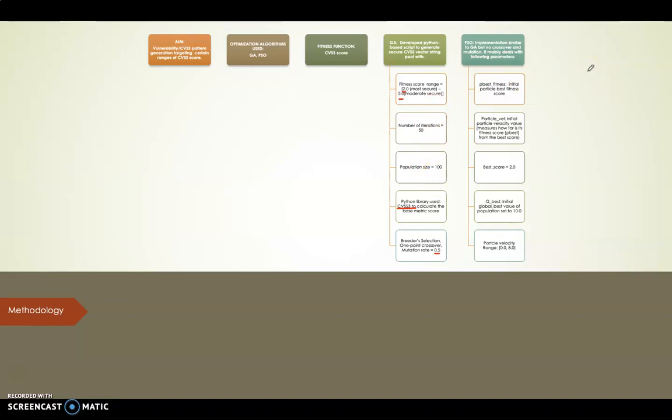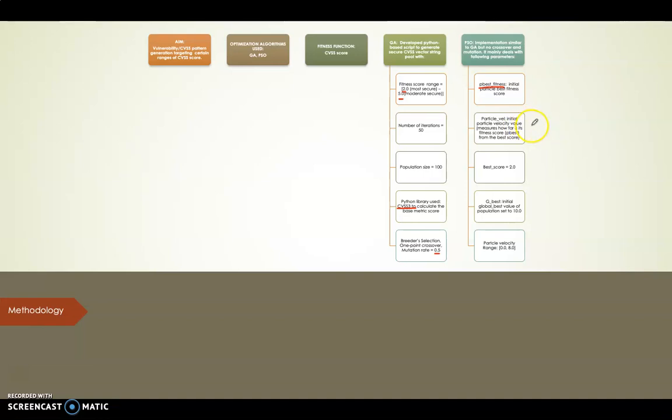And in PSO, as we all know, we term chromosomes as particles. It's analogous to each other. So here the particle is basically a CVSS pattern, just like in GA, the chromosome is a CVSS pattern. Here the particle best fitness is basically the initial particle best fitness score, which is a CVSS score. And then there is particle velocity, which stores initial particle velocity values.